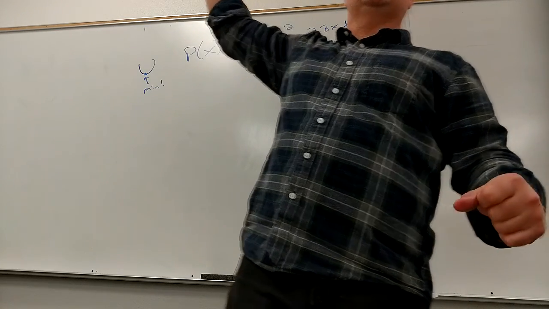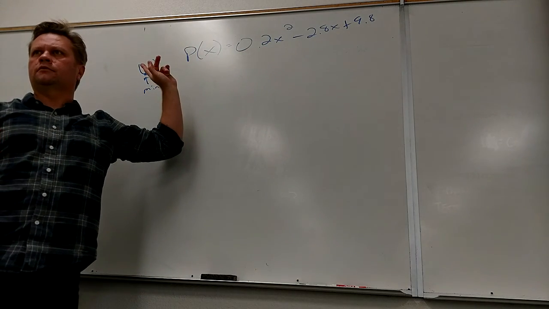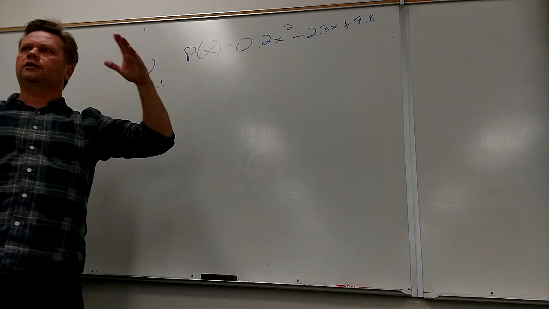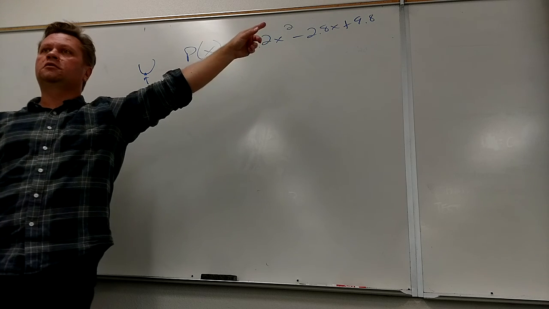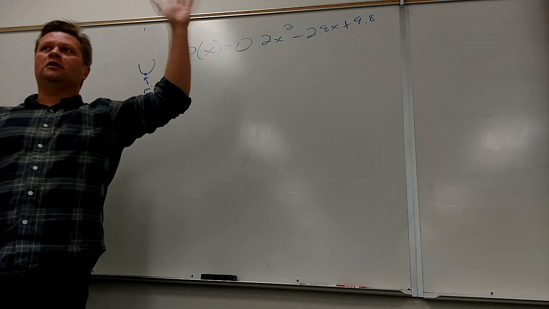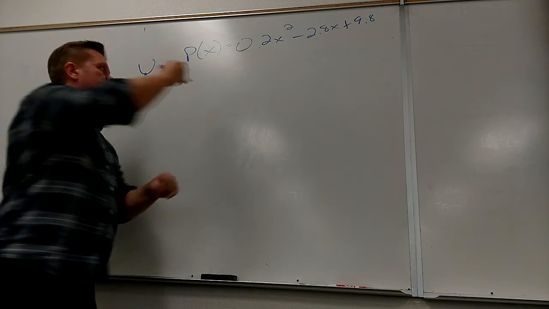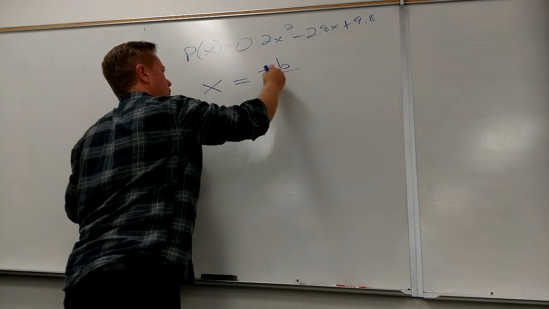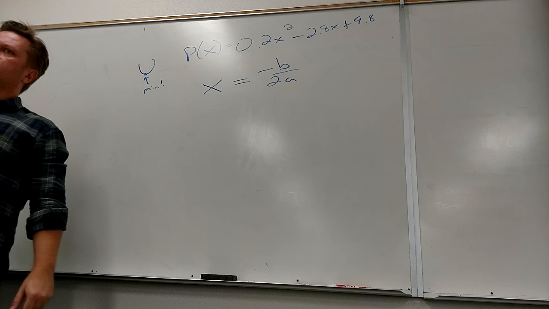How do I find the X part of the vertex? What's the shortcut? You could complete the square. You want me to make you complete the square? If I were you, I'd say no. The shortcut for the X part of the vertex is negative b over 2a. You need to memorize that. Where did that come from?